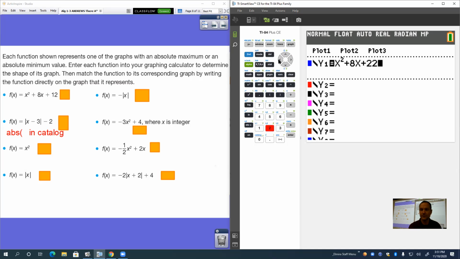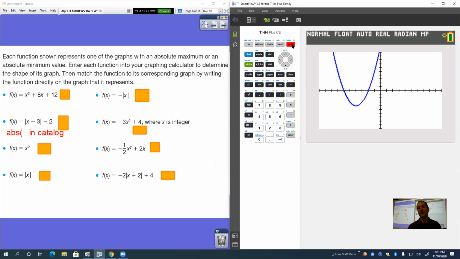When we put 12, go to graph. And when we graph it, this graph has an absolute minimum. This point right here at the bottom of our graph, that's the lowest that it goes. So that's the absolute minimum. So the next one says f of x equals the absolute value of x minus 3, minus 2.